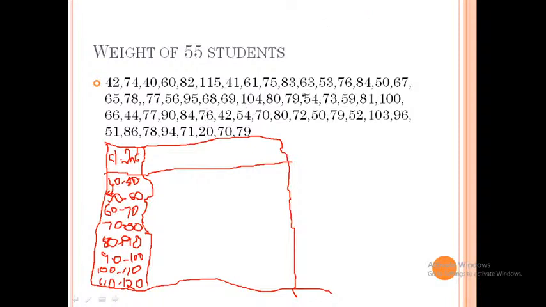Then in this next column, what we have to do is the frequency. For the frequency of 40 to 50, you have to find how many variables are there between 40 and 50, and the frequency of 40 to 50 comes to 5.